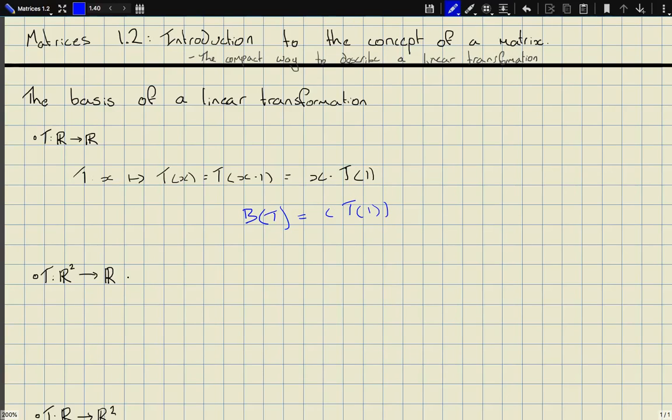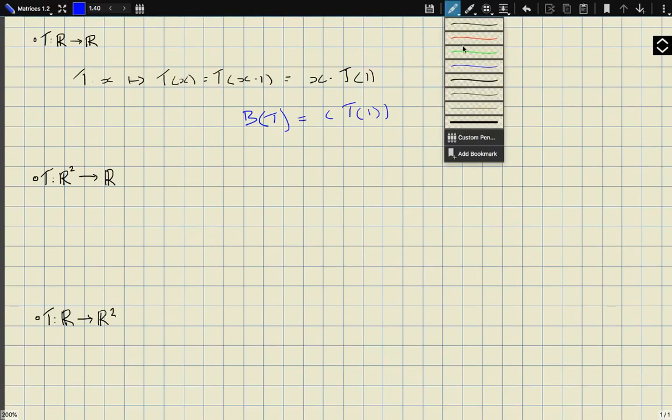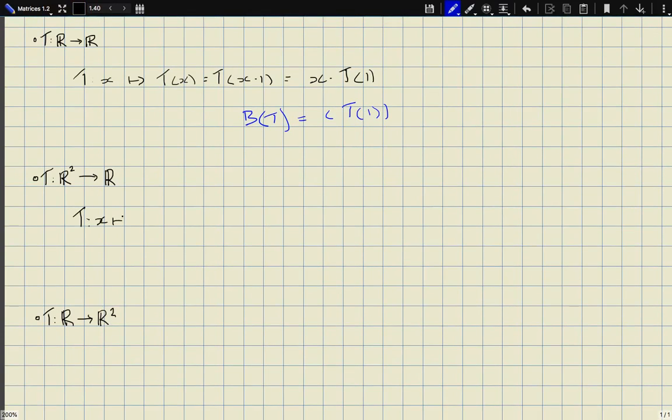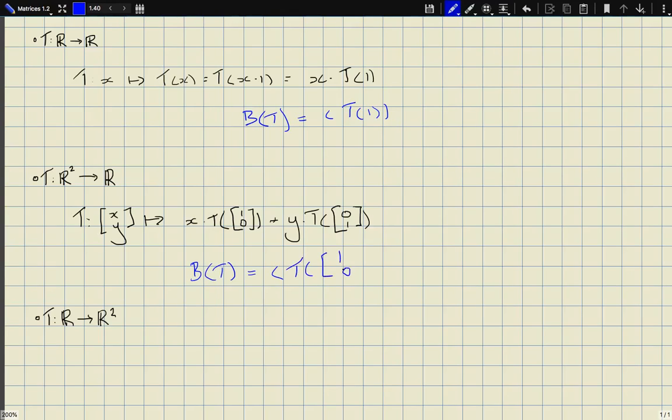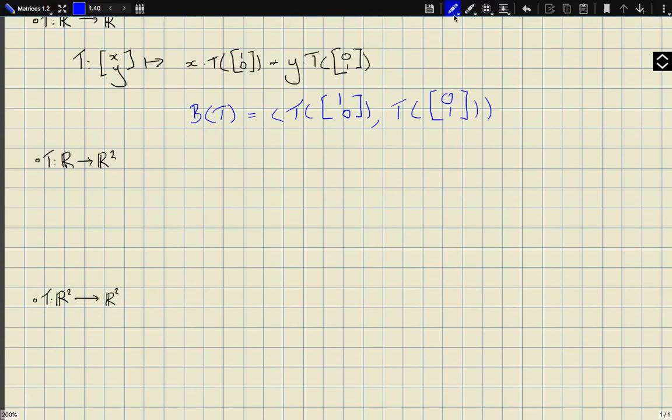How about a linear transformation T going from 2 dimensions to 1 dimension? Well, we've got that T takes (x, y) to x times T of (1, 0) plus y times T of (0, 1). And so here we have that this pair of vectors is the basis, because we have our first one times this first vector and our second one times this second vector. So therefore, the basis of T is going to be equal to the list of vectors T(1, 0), T(0, 1).